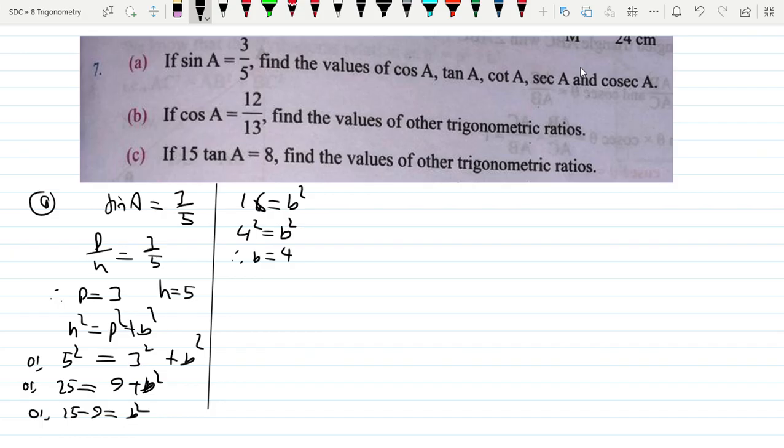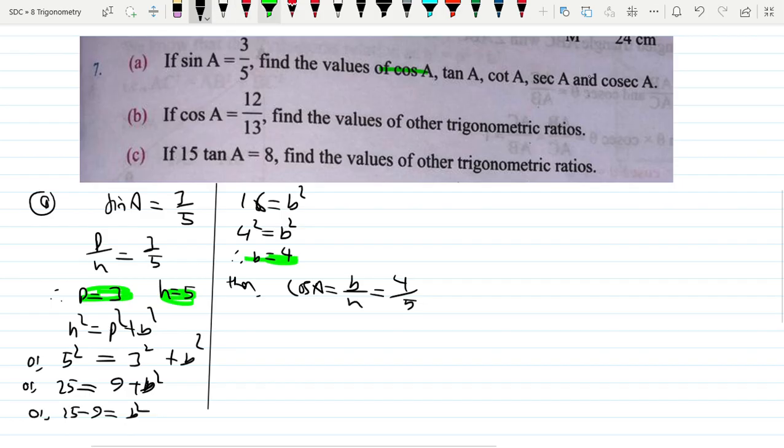Now we have found all three sides: perpendicular, hypotenuse and base. Perpendicular we have 3, hypotenuse we have 5 and base we have 4. And now we can find any other ratio which we are asked to find. So serially I go. First I find cos A. Cos is the ratio of base and hypotenuse, b by h, right? So base we have 4 and hypotenuse we have 5. So cos A is 4 by 5.